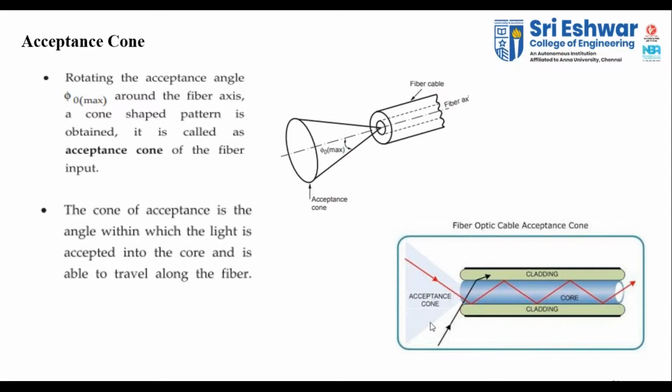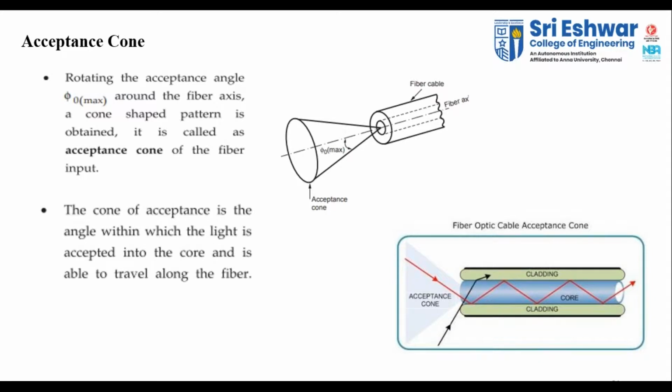Then if you rotate, it comes in a cone shape. That is the maximum one. So all the multiple rays, even if there are 5 rays, those 5 light signals will be within this cone. Only if they are inside that cone shape is it able to reflect inside the core. Okay, if it goes outside that cone shape, we are not able to reflect inside the core. That is the meaning of your acceptance cone.